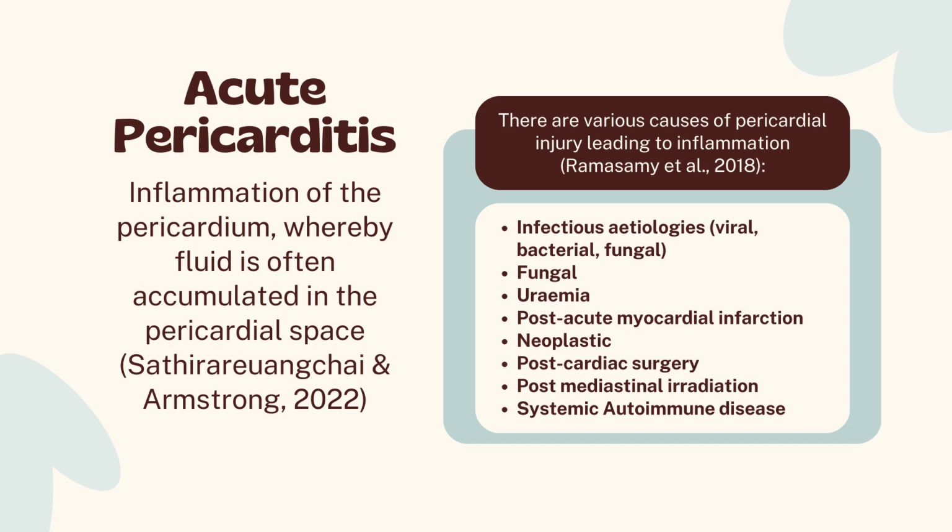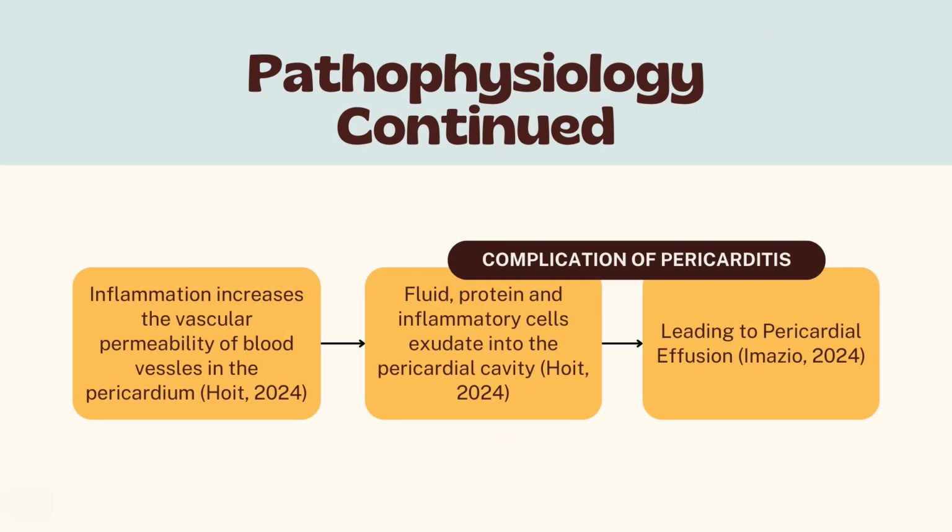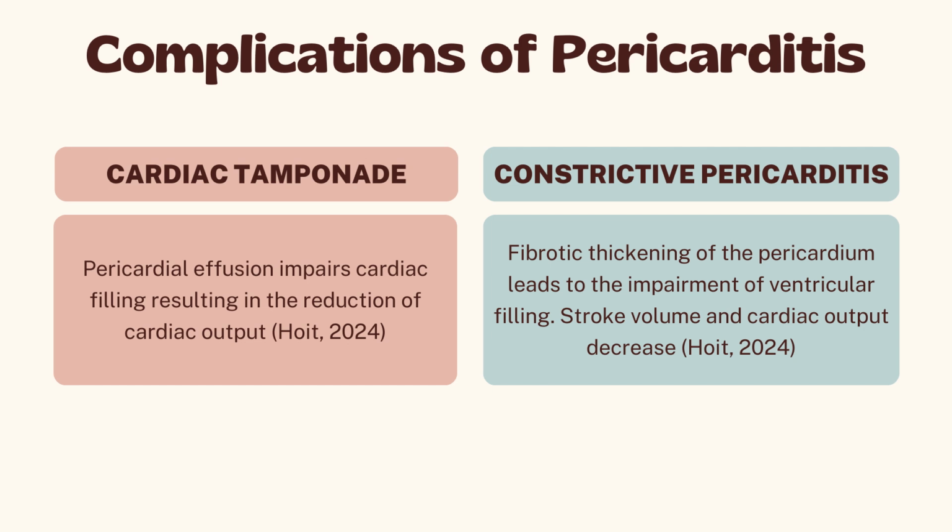Some of the various causes include viral, bacterial, fungal, post-acute myocardial infarction, post-cardiac surgery, from trauma, and from systemic autoimmune disease. Inflammation of the pericardium leads to an increase in vascular permeability, leading to an exudation of fluid, protein, and inflammatory cells into the pericardial cavity. This contributes to pericardial effusion, a complication of pericarditis, although pericarditis and pericardial effusion are not mutually exclusive. Major complications of pericarditis include cardiac tamponade and constrictive pericarditis, which both result in the reduction of cardiac output.